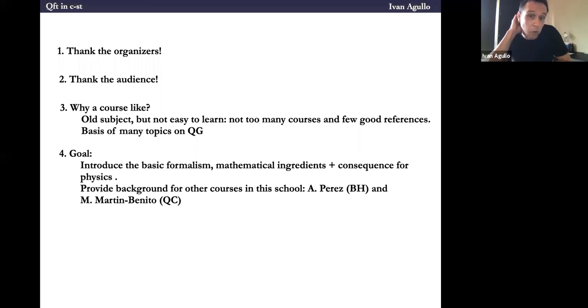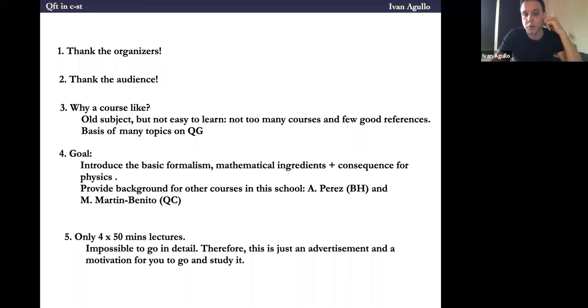So my goal here is to introduce the basic formalism, in particular the mathematical ingredients, and to discuss some of the physical consequences as much as time permits. I want to provide the background for other courses, like Alejandro Perez's course on black holes and Merce Martin Benito's on quantum gravity. But the point is that this is just four lectures of 50 minutes, and quantum field theory in curved spacetimes can fill many books. So what I can do in these four lectures is just give you a flavor of what it is. It is not possible for me to go into details. So take this more like an advertisement or an invitation for you to go and study it.